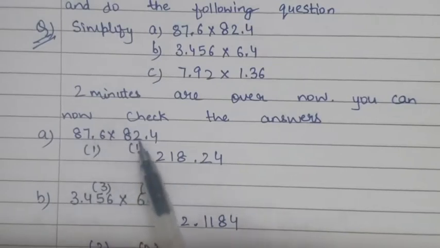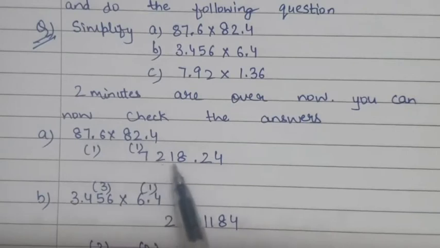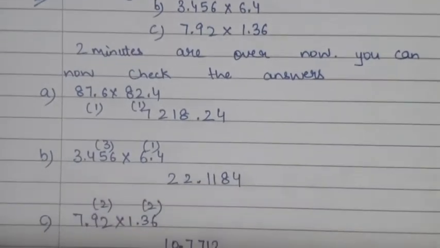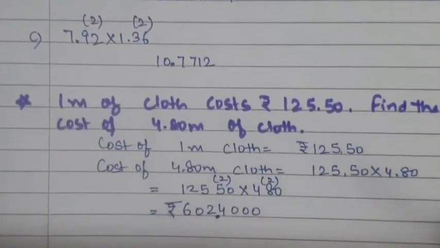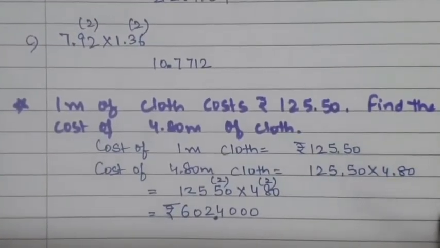87.6 into 82.4. Simple multiplication, we got 7218.24. Then 3.456 into 6.4 gives you 22.1184. Then 7.92 into 1.36 gives you 10.7712. Clear?